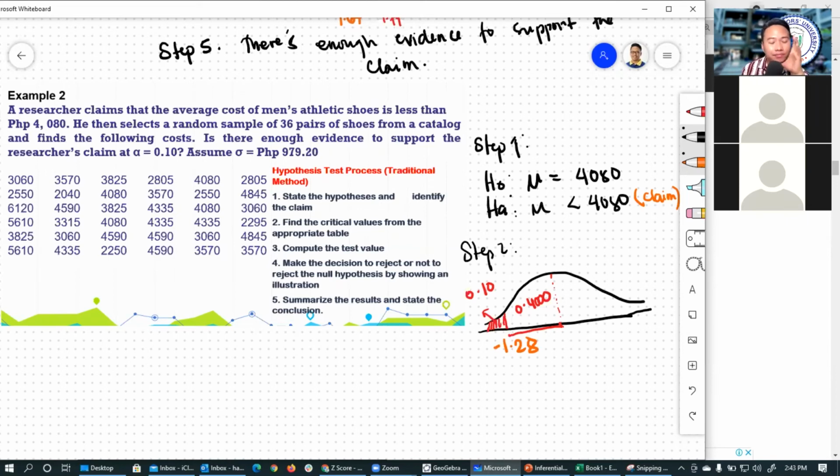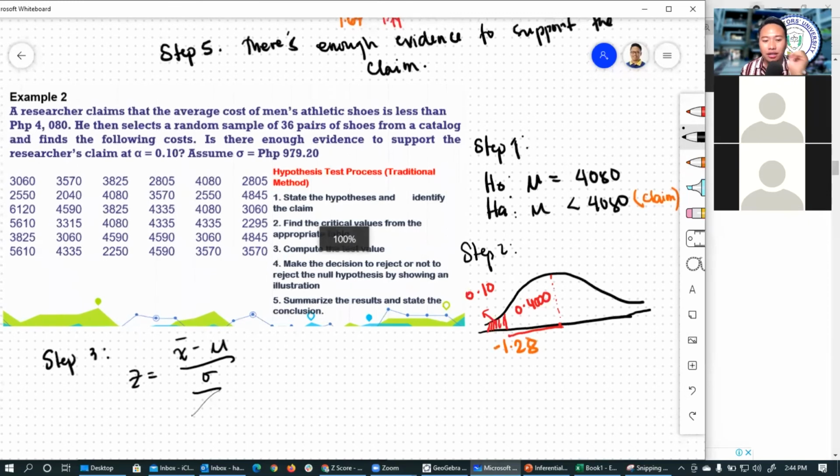Now, next. Our step 3. We're going to be solving the test statistic. Test statistic: sample mean minus mu over standard deviation over square root of n. We don't know the sample mean yet, but we know the population mean. The population mean is 4,080. The standard deviation is 979.20 over the square root of 36.